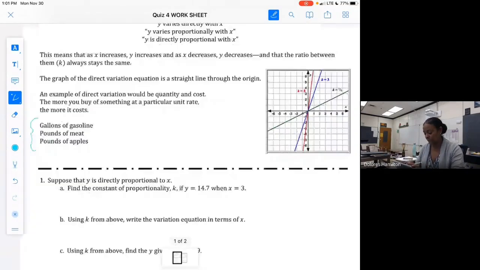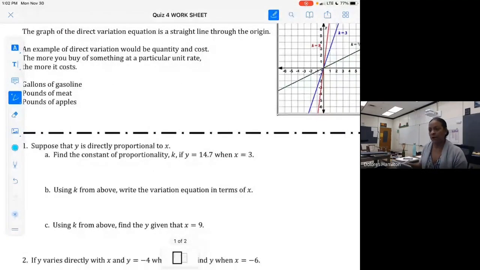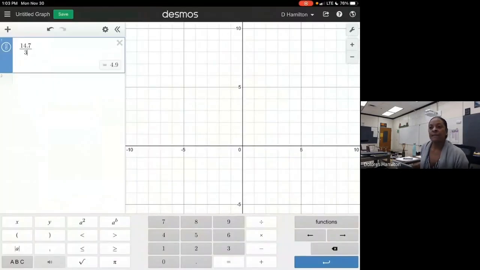So let's do some examples, and we're going to be using Desmos to help us with a lot of our application. So first question, we're given that y is directly proportional to x. Immediately we know that information. Then they're asking us to find k, that constant of proportionality, if we know y and x. So we substitute, and we would get 14.7 equals k times 3, and we want to solve for k, so we divide both sides. And we see that 14.7 over 3 is 4.9.